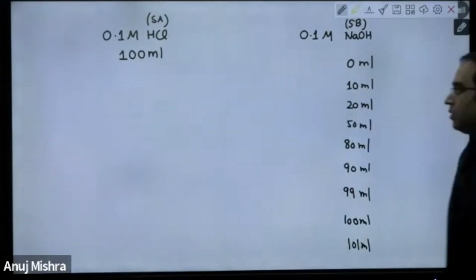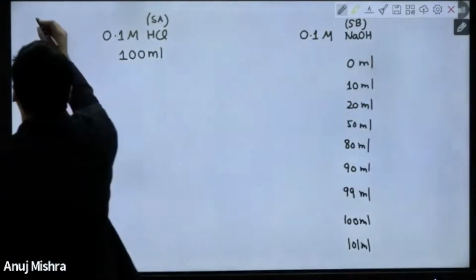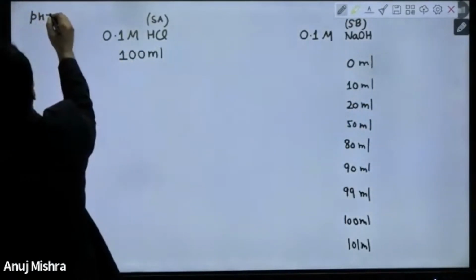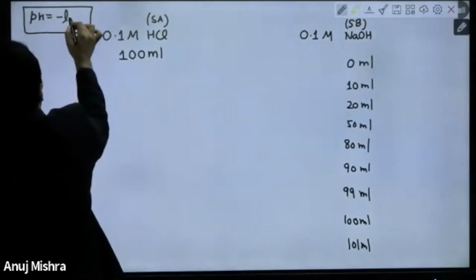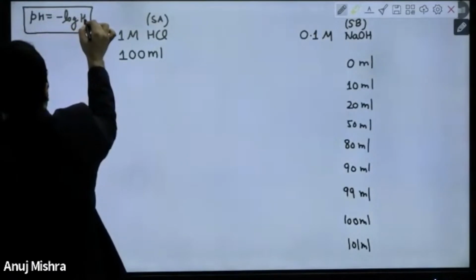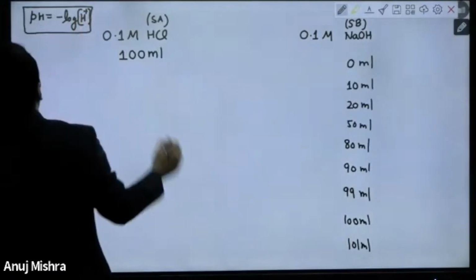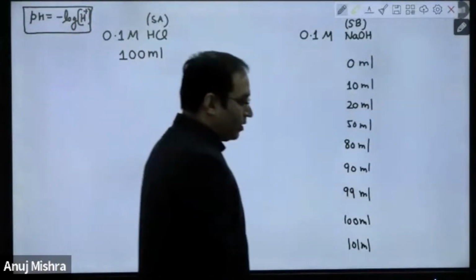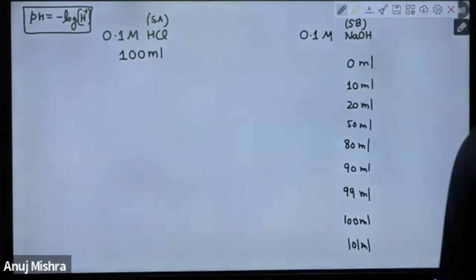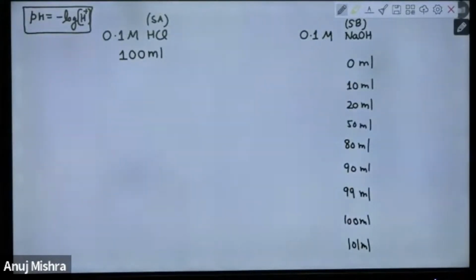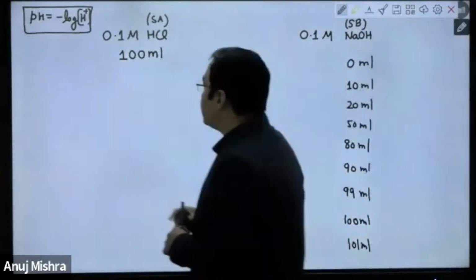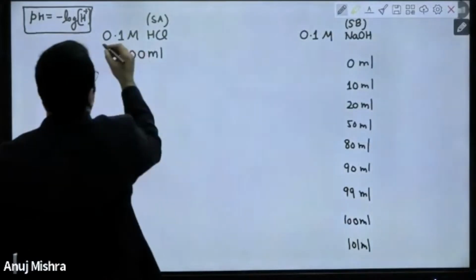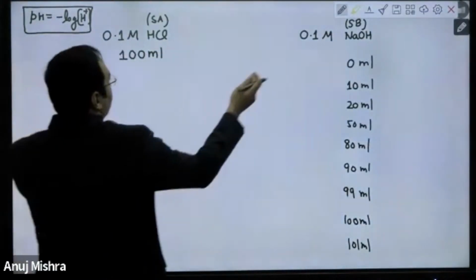So what is pH? pH value is defined as, Shravi, what is pH? Minus of log of H plus. It's a simple formula. Look, write it down: minus of log of H plus is pH. Try to understand and catch up, right? So if you have 0 ml of NaOH, what do we have? We have just HCl, that 0.1 molar HCl, and 0 ml of NaOH.